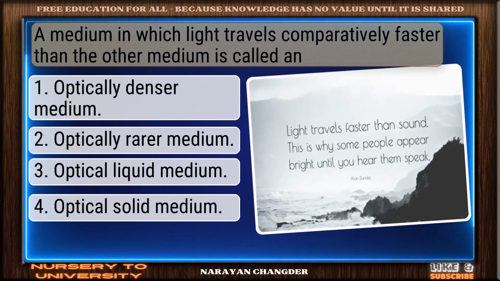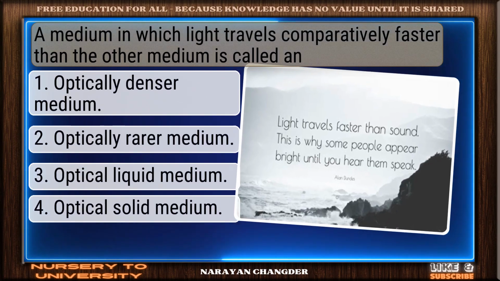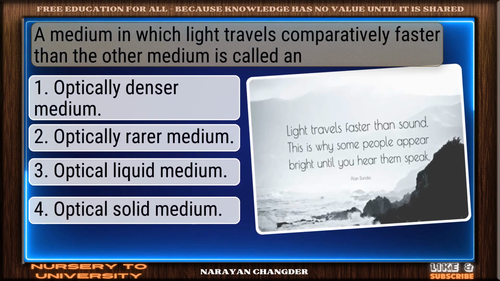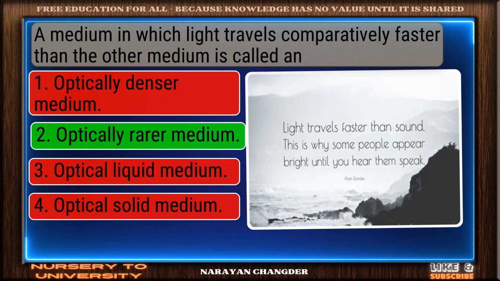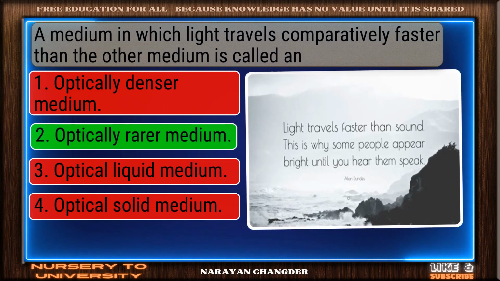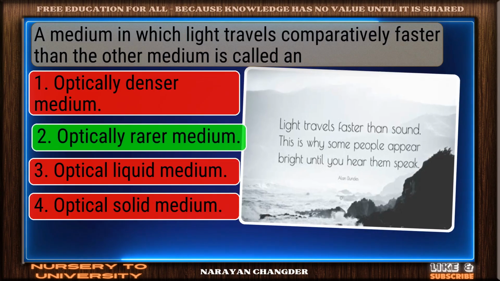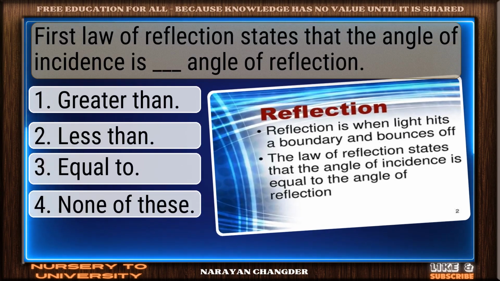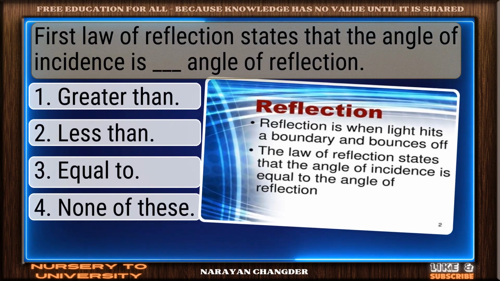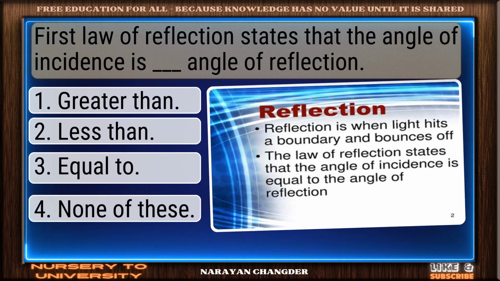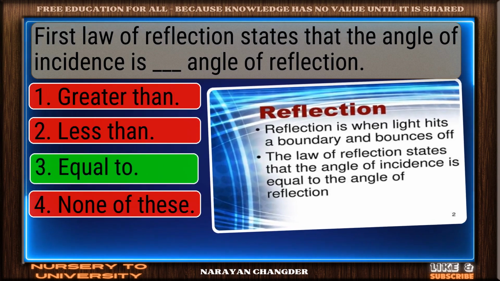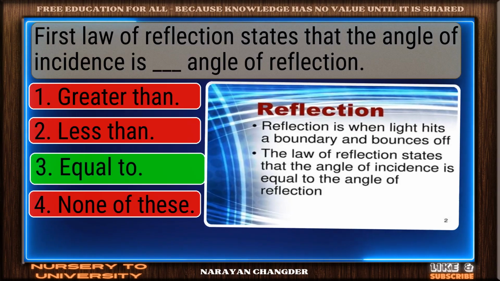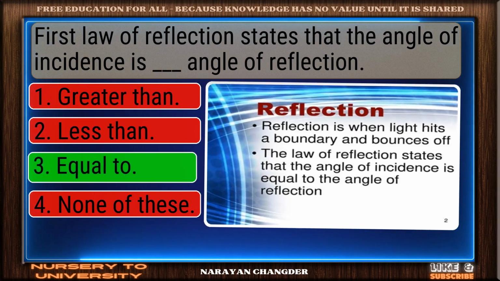A medium in which light travels comparatively faster than the other medium is called an... Clear logic. Your choice optically rarer medium is sound. First law of reflection states that the angle of incidence is dash angle of reflection. Nice selection. Equal to is the correct and valid answer.